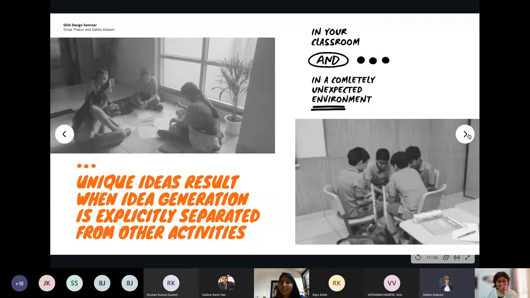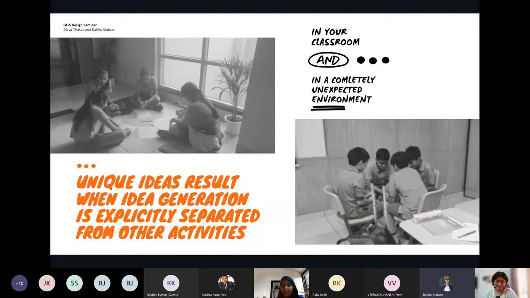And in our case, just to finalize this conversation on idea generation, the most important point that Ms. Divya and I, and the conclusion and outcome that we have from idea generation, is that unique ideas result and are effective when idea generation is explicitly separated from other activities.